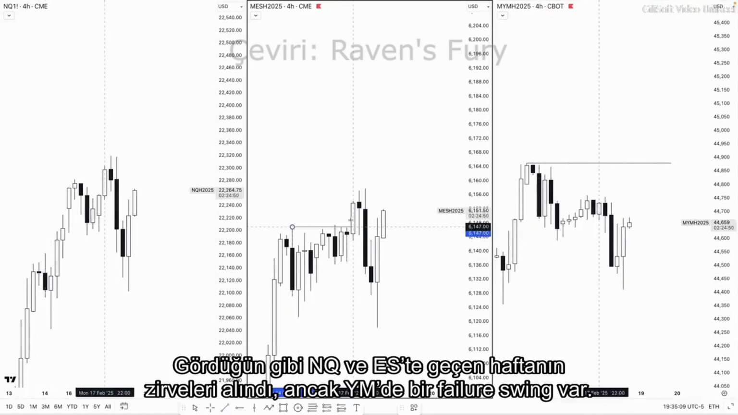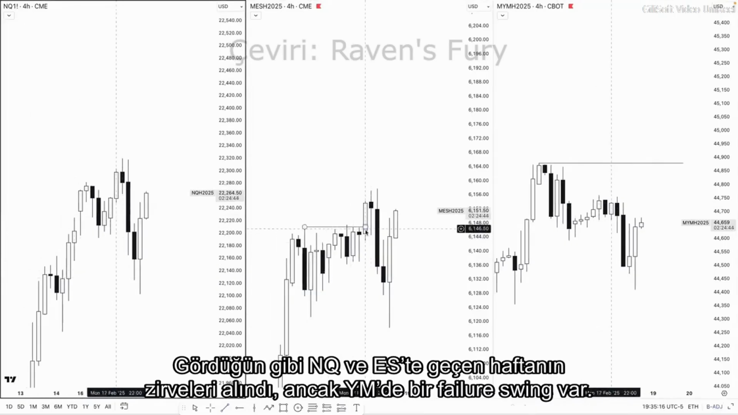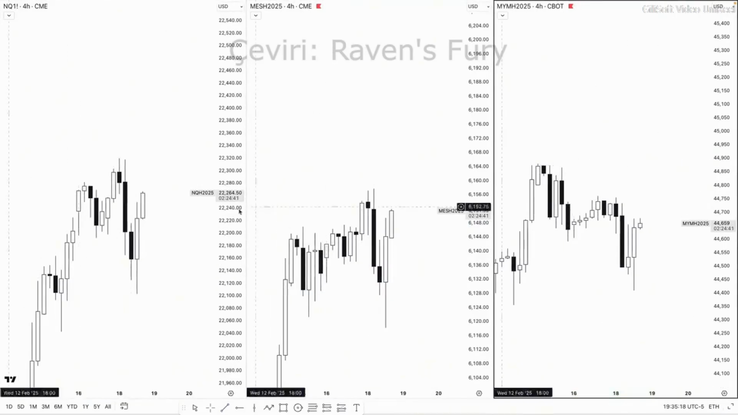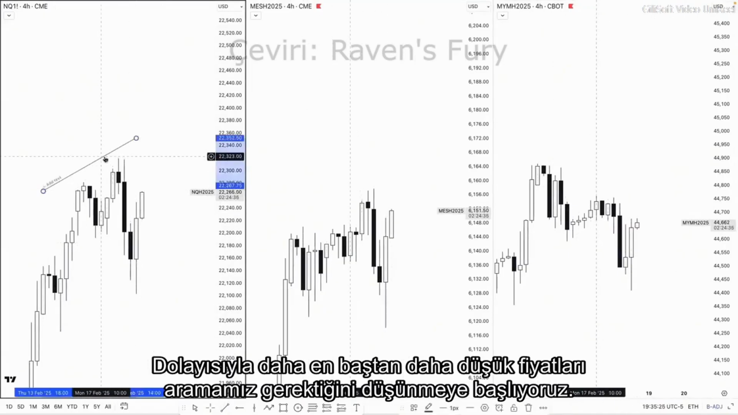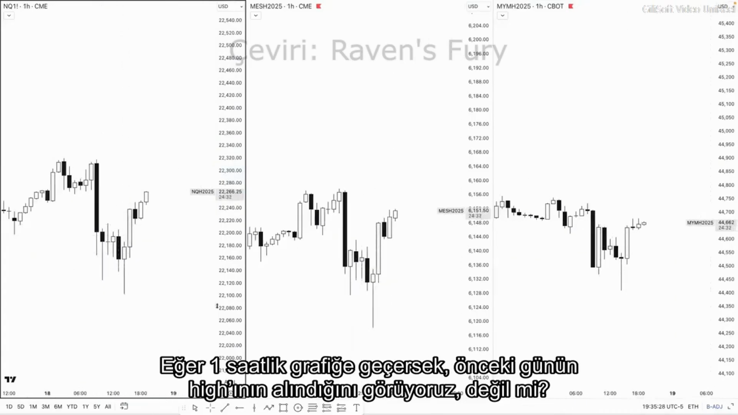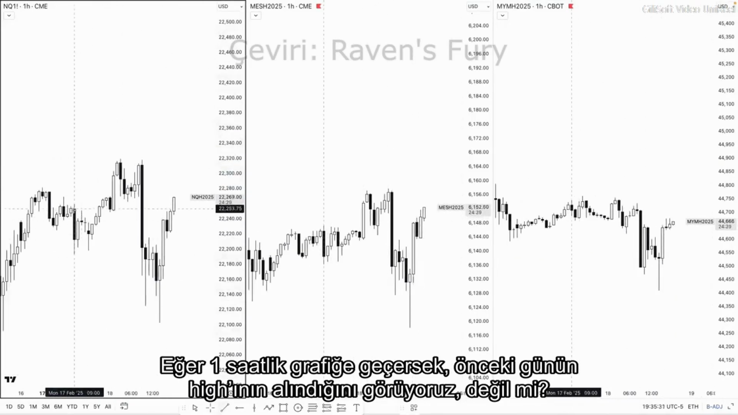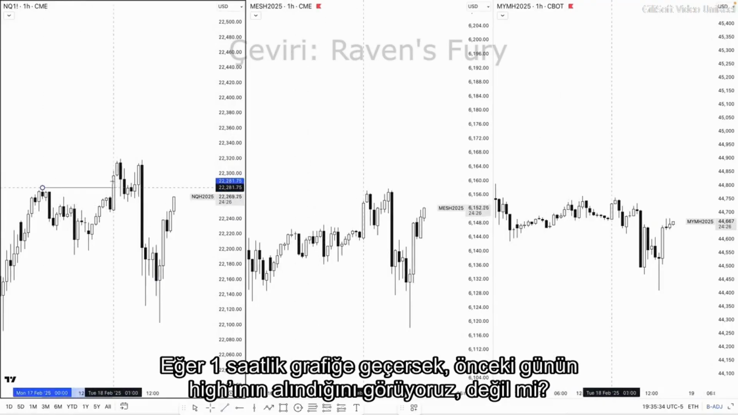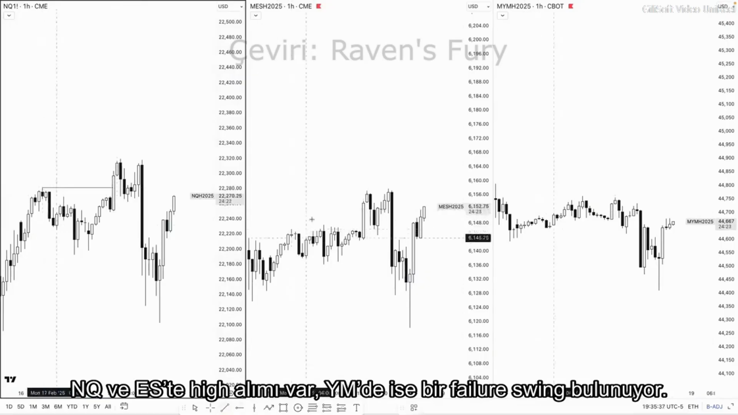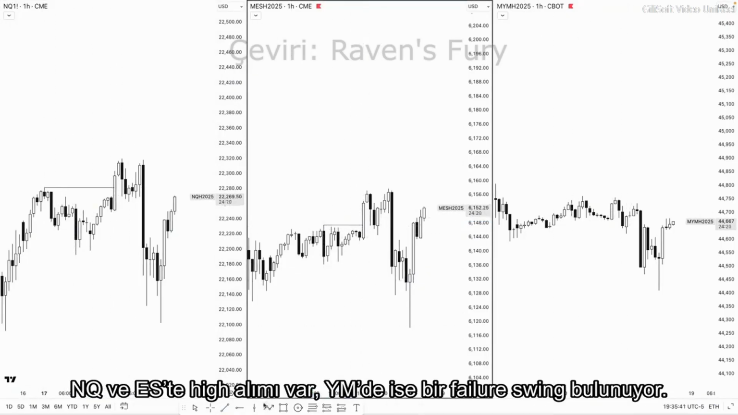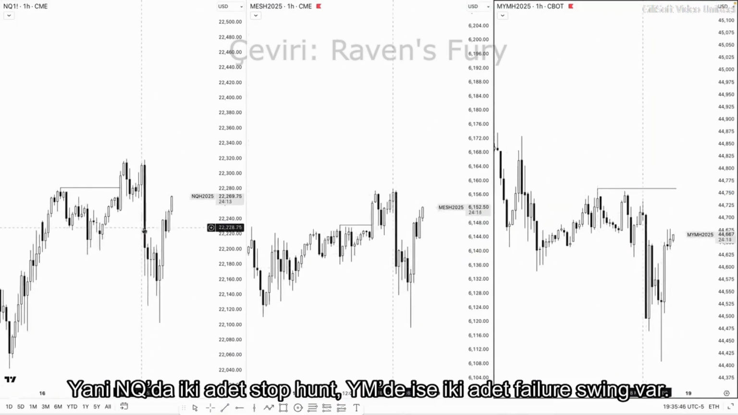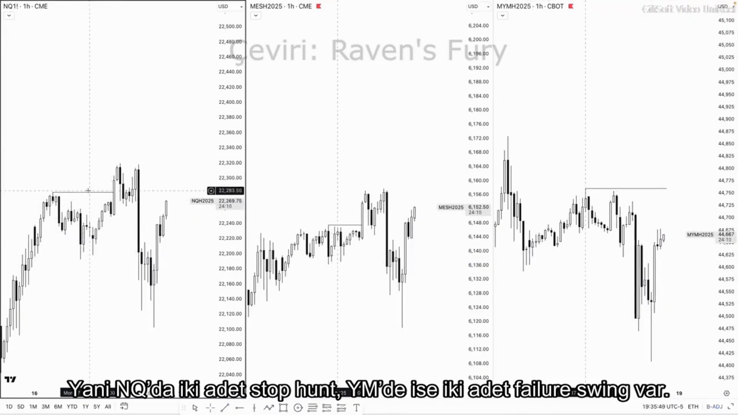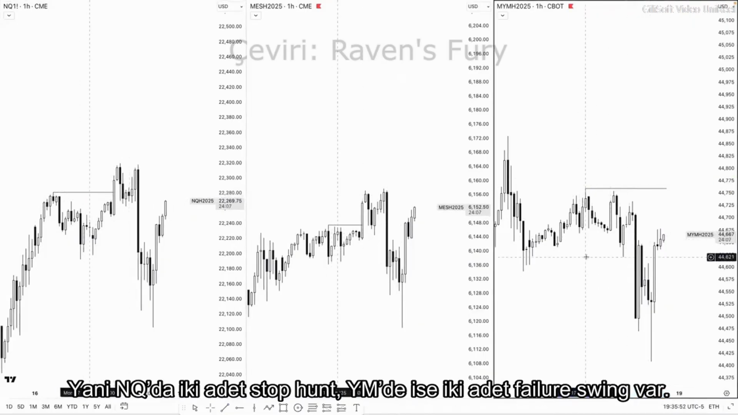Okay. So we have our previous week highs being taken on NQ and ES, as you can see, but we have a failure swing on YM. Okay, so we're already thinking that we would be looking for lower prices. If we go onto the 1 hour chart, we have the previous day's high being taken on NQ, ES, and a failure swing on YM. Okay, so we have two stop hunts on NQ, two failure swings on YM.